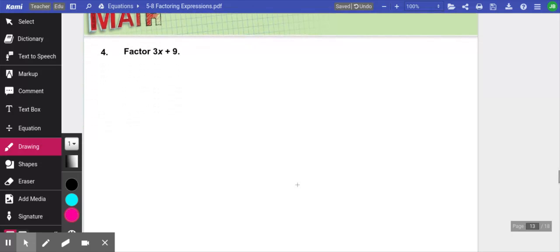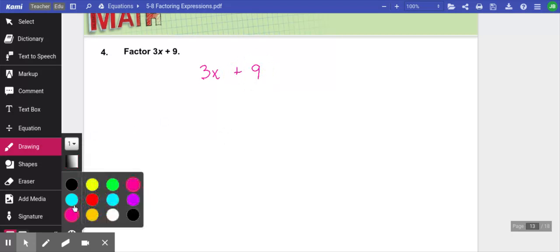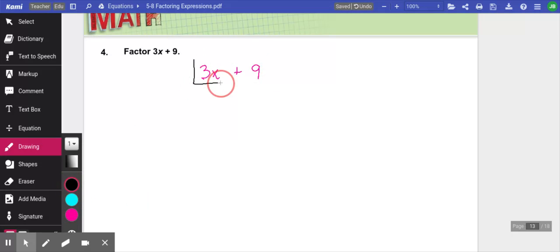That takes us to this type of problem, which is factoring our expression. I want you to imagine if we have 3x plus 9, as two different numbers. So we have 3x and we have positive 9. I want to be able to factor this out. Now, this positive sign I'm going to ignore right now.